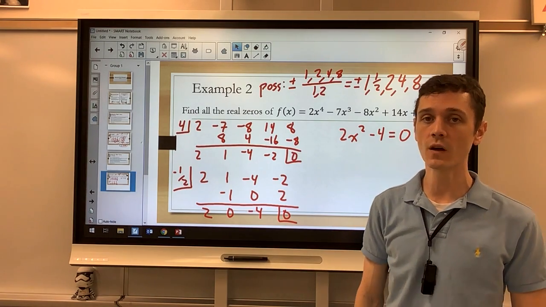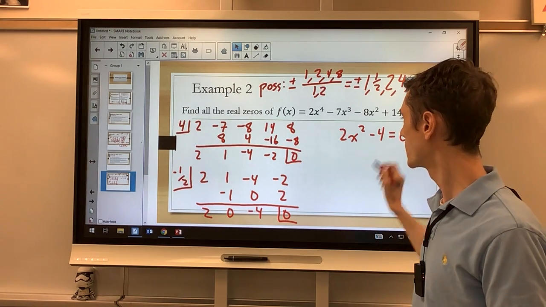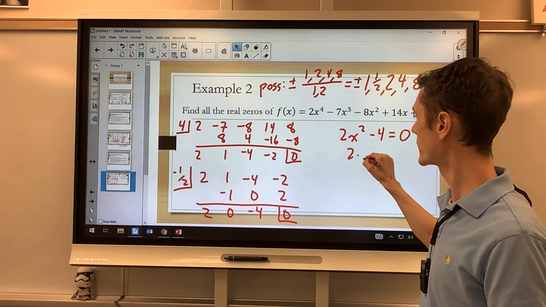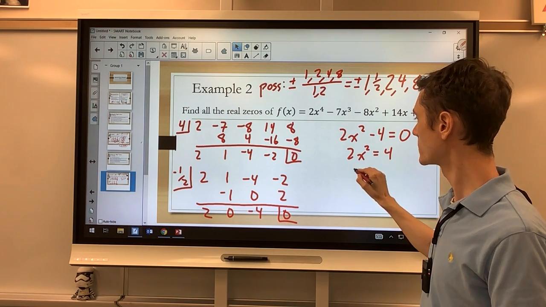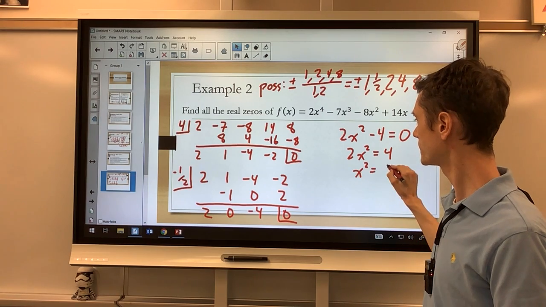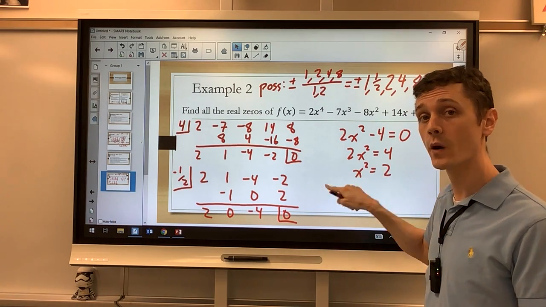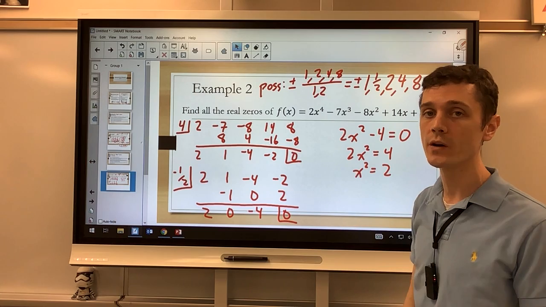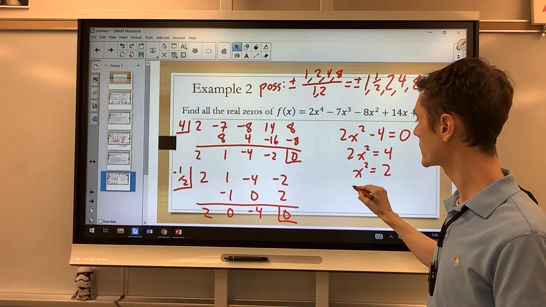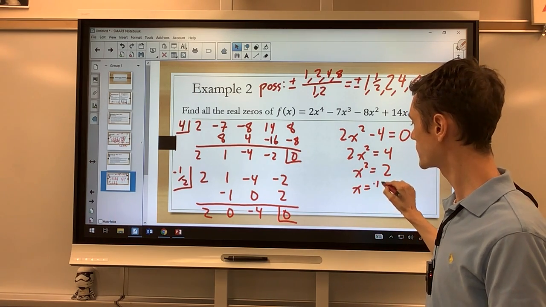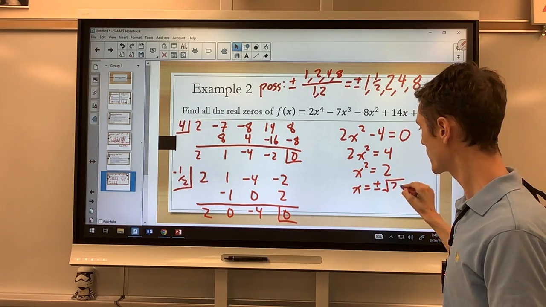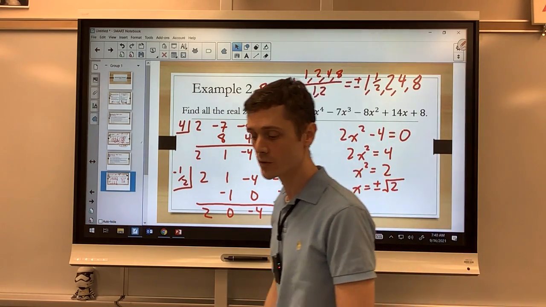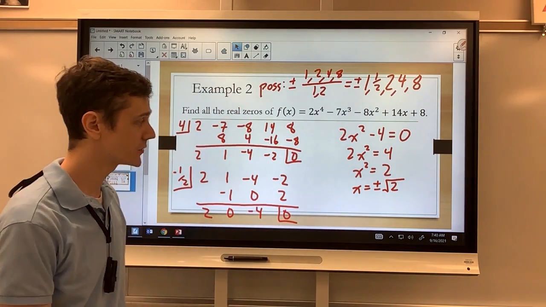This can actually just be solved by using opposite operations. So if I add the 4 to the other side of the equation, and then divide both sides of the equation by 2, now I can take the square root of both sides. Square roots and squares are opposite operations. So by square rooting both sides of the equation, don't forget that gives you a plus or minus answer. So there's going to be 2 answers out of this. So plus or minus square root of 2. Square root of 2 doesn't reduce, so that is the last 2 zeros.